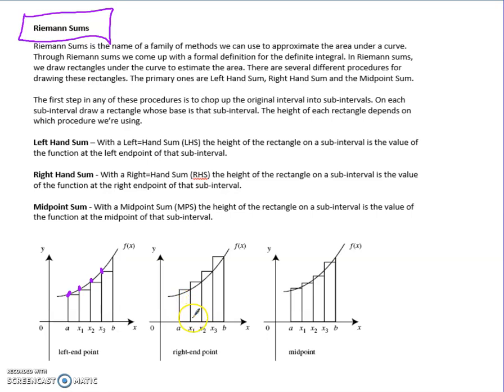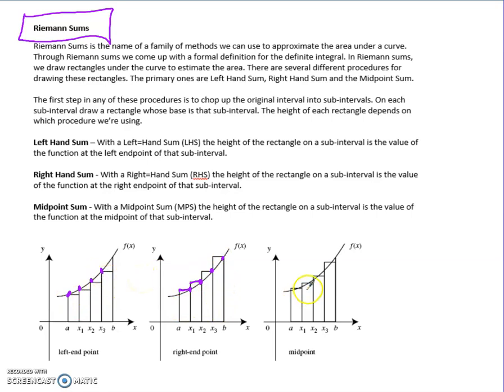For the right-hand rule, we use the right side of our rectangle to define the height of our rectangle. So here I go, notice here's my second one in there. And so then this one on the right-hand rule for this particular graph, you'll notice I'm a little over what the area is, but that's okay. It's not always the case that the right-hand rule is an overestimate, and it's not always the case that a left-hand is an underestimate. Depends on the way your curve is facing.